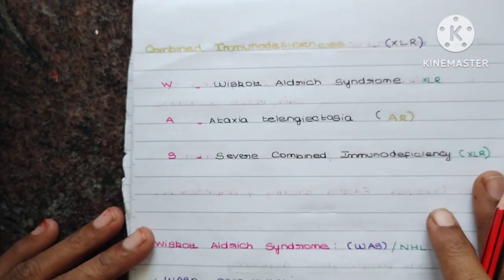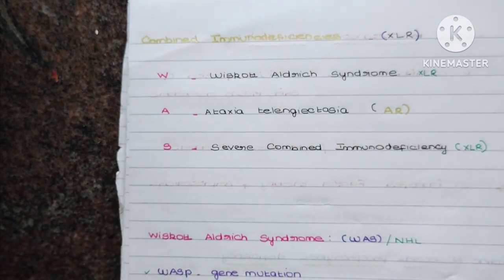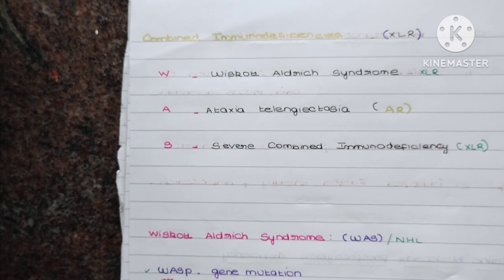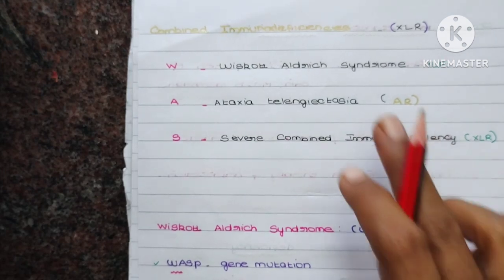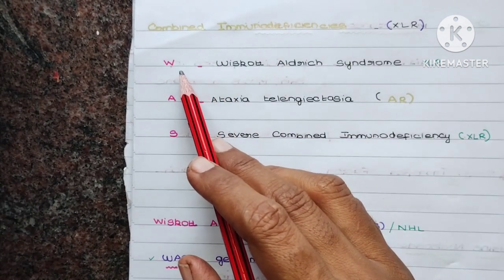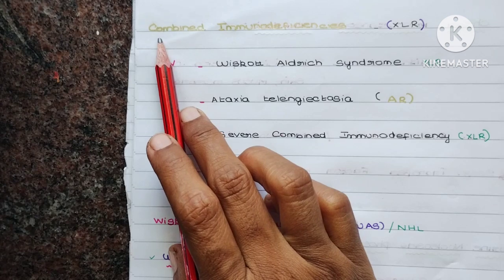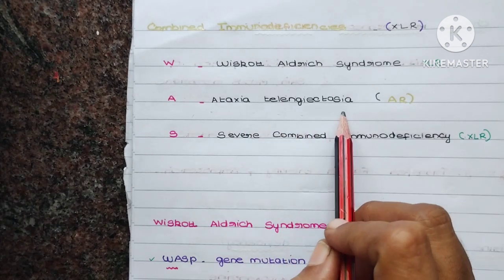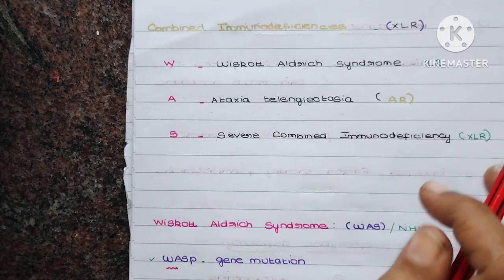Coming to combined immunodeficiency disorders. First we dealt with T cell deficiency, that is DiGeorge syndrome, chronic mucocutaneous candidiasis, and PNP deficiency. Next, in combined immunodeficiency, there can be either B cell deficiency or T cell deficiency, whichever. Under this, the most commonly asked questions are, just remember WAS. W is for Wiskott-Aldrich syndrome, A for ataxia telangiectasia, and S for severe combined immunodeficiency.